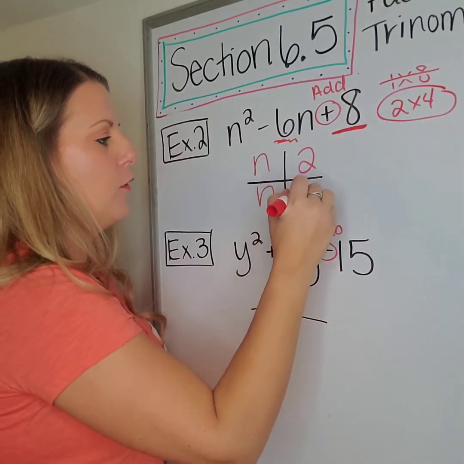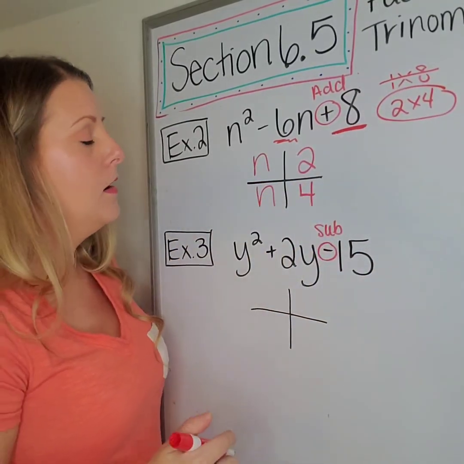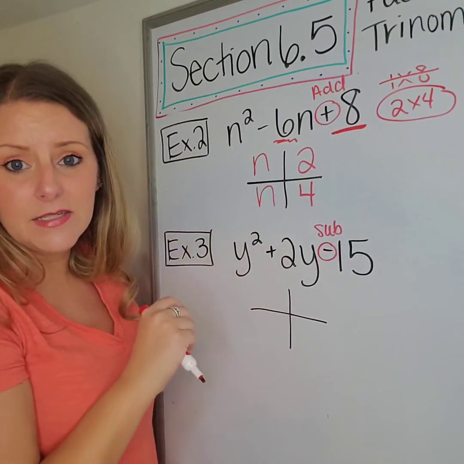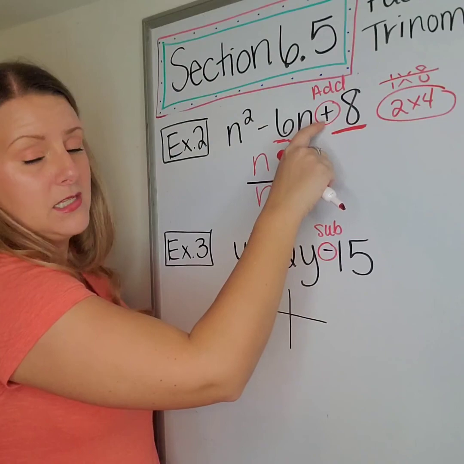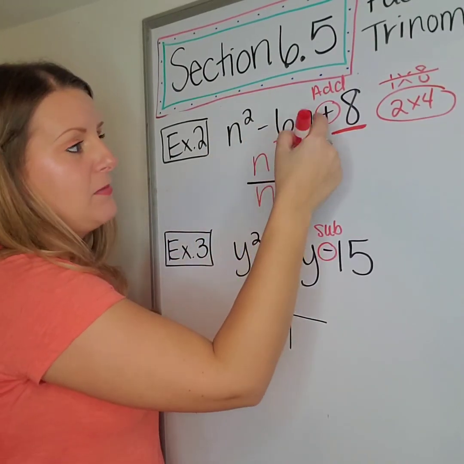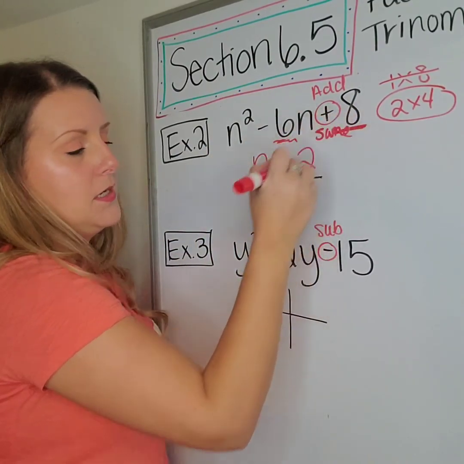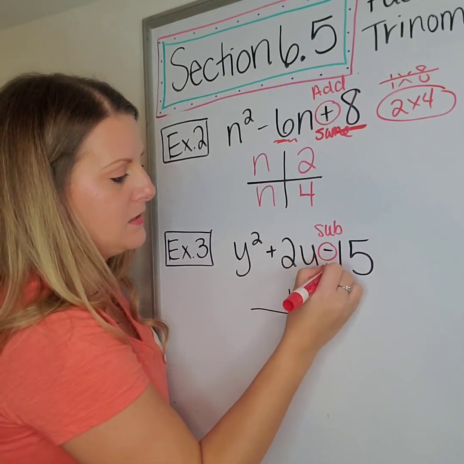So I'm going to put 2 and 4, or 4 and 2. It doesn't matter the order. But I need it to be a negative 6. The only way I'm going to get to a negative 6, since this is plus, it tells me they have to be the same symbol. This tells me they have to be different symbols.